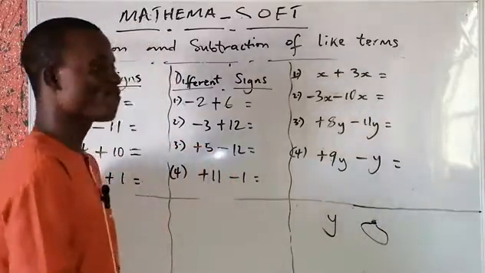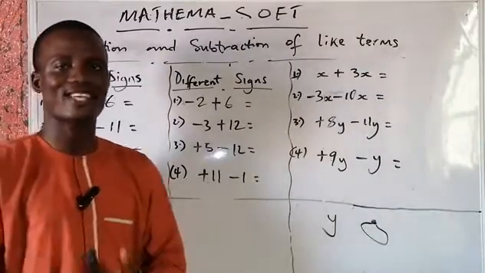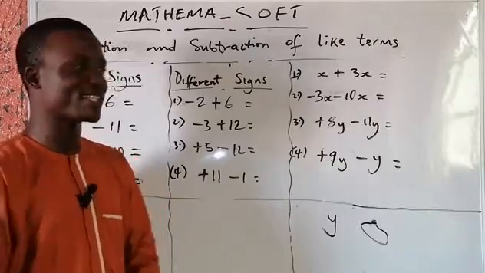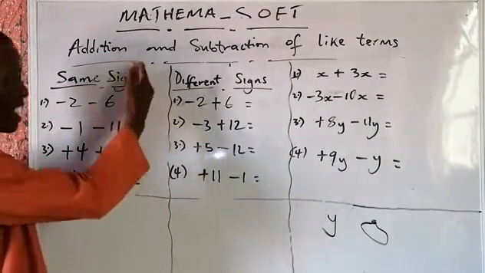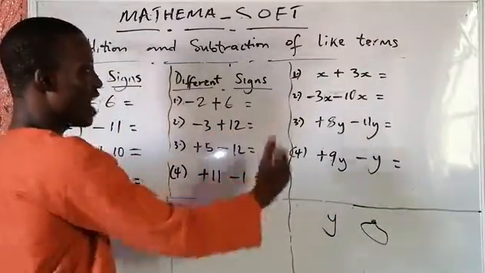So give this a try and let me know in the comment section how easy you find these questions. If you're able to get your answers, you can just test your answer. The number 1 under same sign, number 2, number 3, let me know your answer under this and under this.